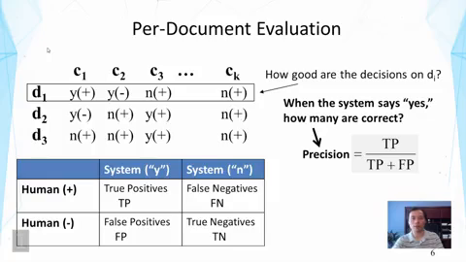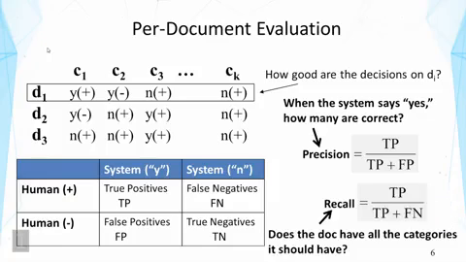It's the true positives divided by all the cases when the system says yes, all the positives. The other measure is called recall, and this measures whether the document has got all the categories it should have. So in this case, we divide the true positives by the true positives plus the false negatives.